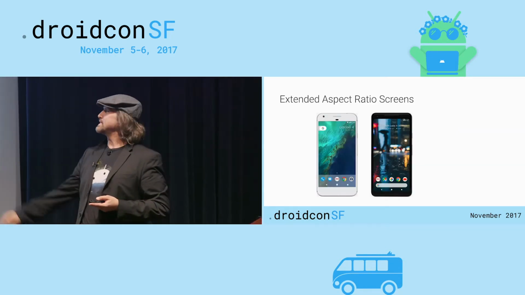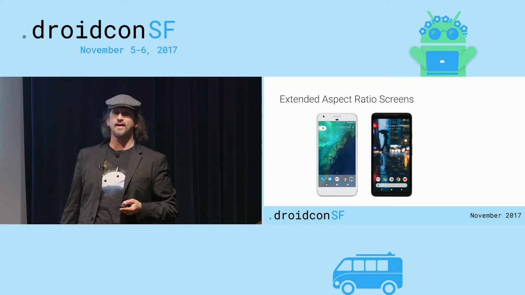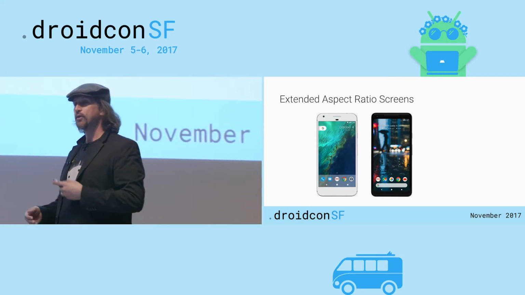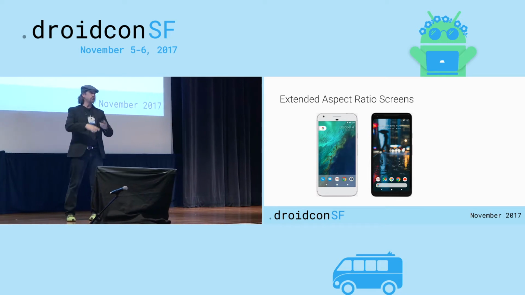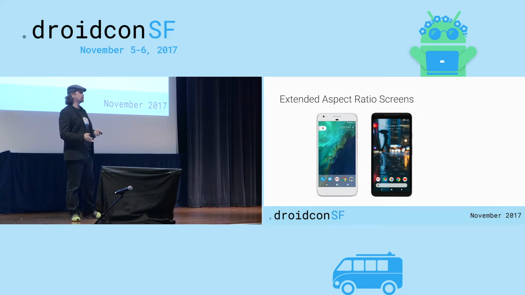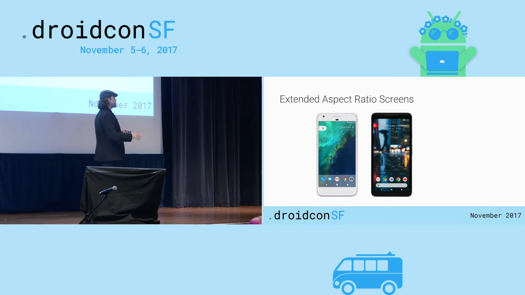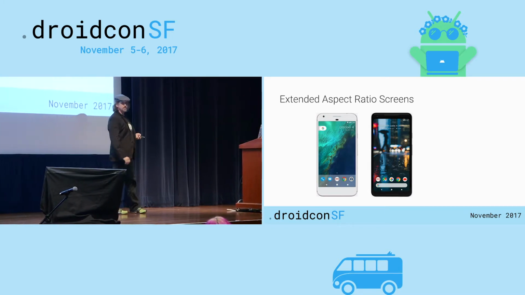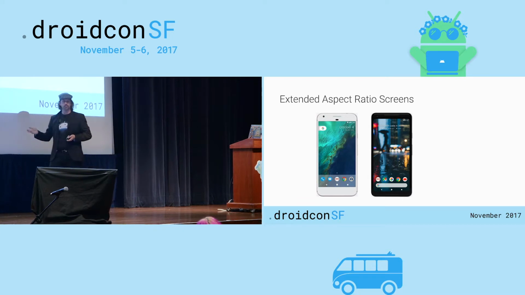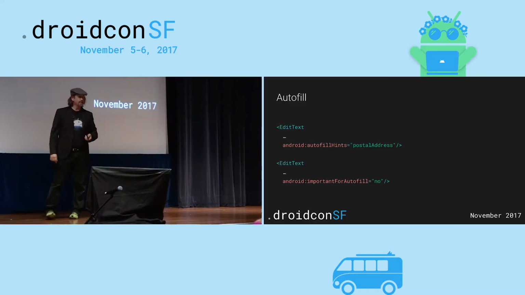And we have extended aspect ratio screens. And this comes automatically as soon as you target O. But the good thing about O is you can actually change whether your app specifically supports it or not as well, which we didn't really have. We kind of had a way to do it in N, but there's actually a proper way to do it in O. And if you support resizable activity, it automatically assumes you support extended aspect ratio screens. So really, that's what you all should be doing.